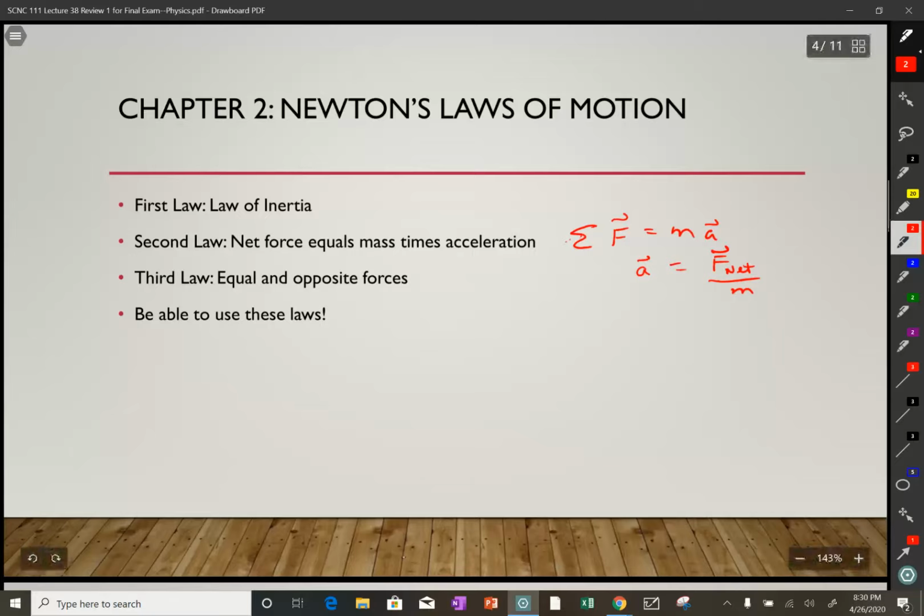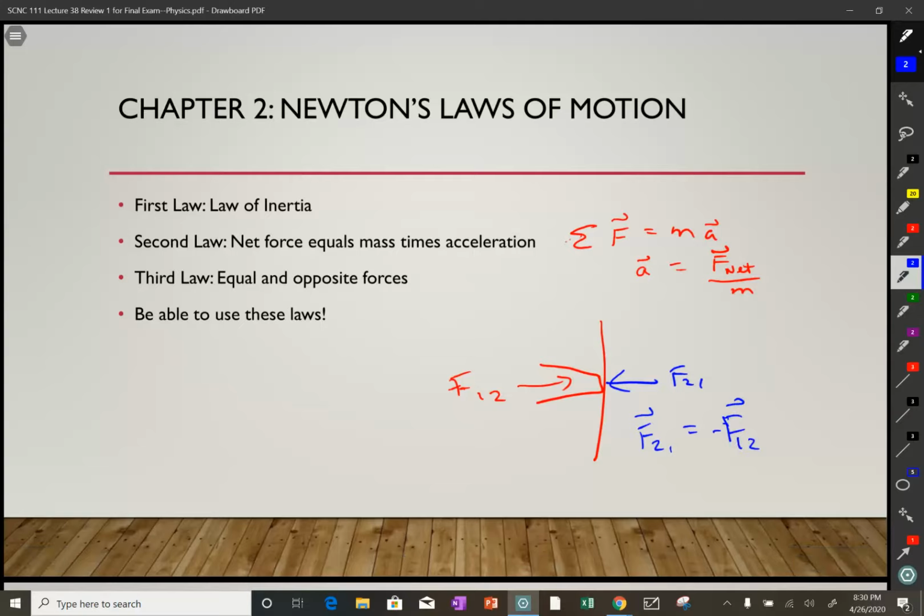And so for an object with mass m, its acceleration depends on the net force acting on it. You should be able to use this in simple cases. The third law: equal and opposite forces. What that's saying is if I have an object here and I apply a force of 1 on 2, then the other object is going to return a force of 2 on 1, that is equal in magnitude but opposite in direction from force 1 on 2.